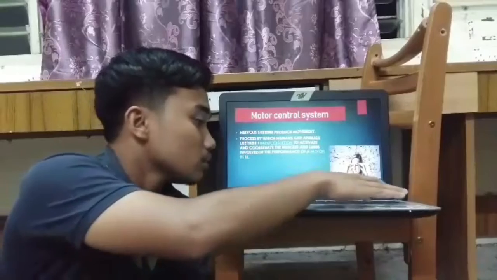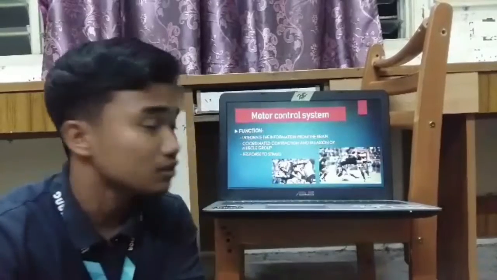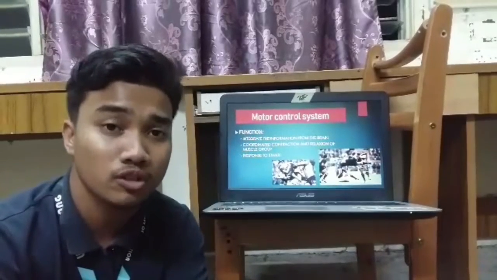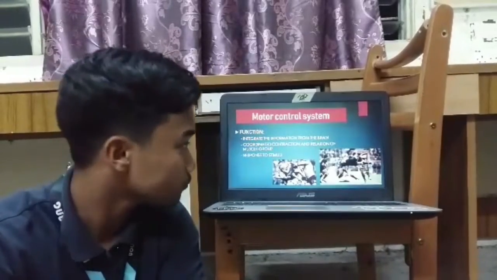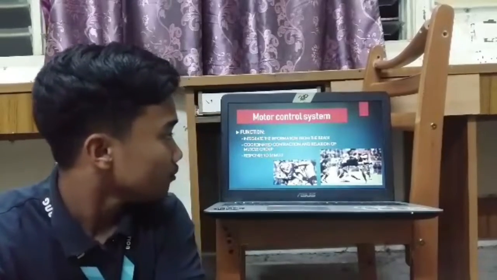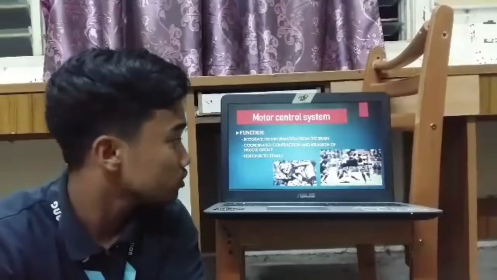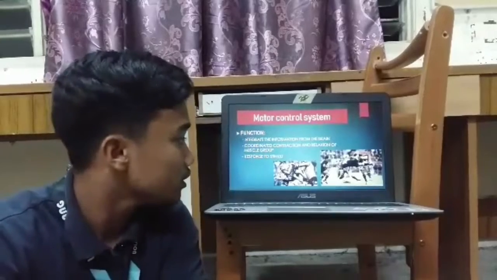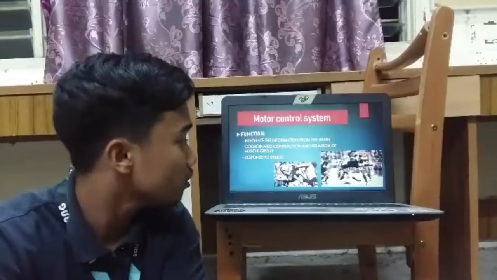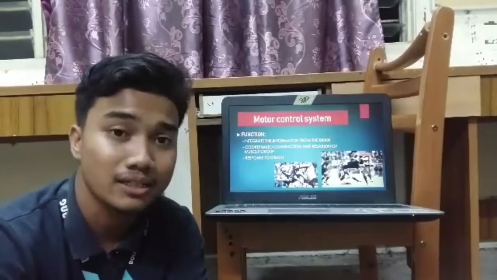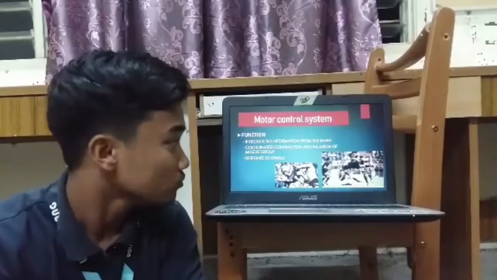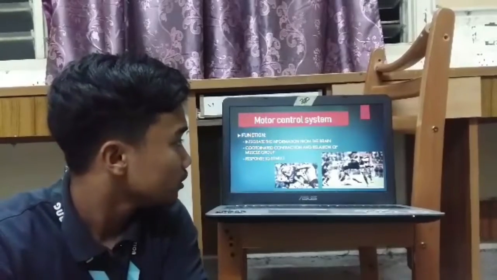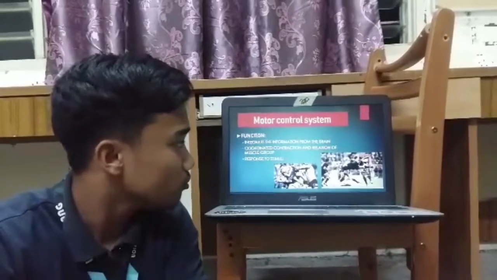Okay, so we go to the second slide, the function of the motor control system. Usually, the first function is to integrate the information from the brain, then coordinate contraction and relaxation of muscle groups, and lastly respond to stimuli. Okay, the first point, integrate the information from the brain.